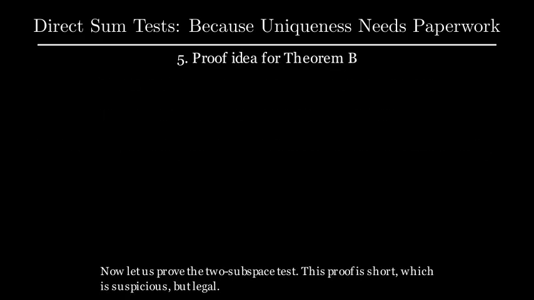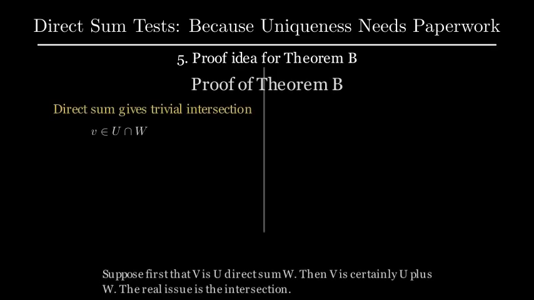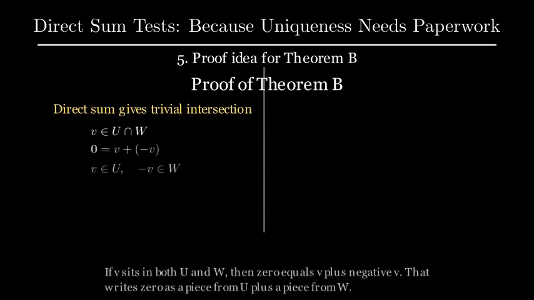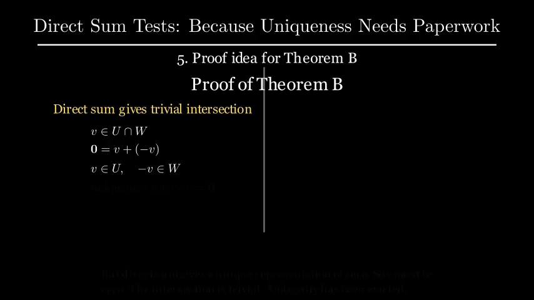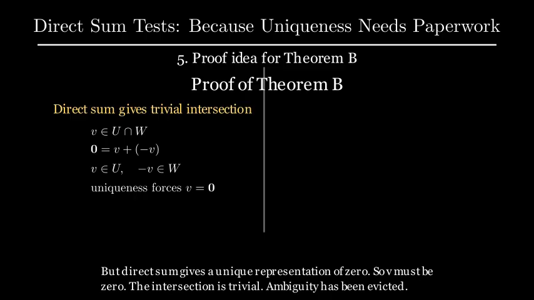Now let us prove the two subspace test. This proof is short, which is suspicious, but legal. Suppose first that V is U direct sum W. Then V is certainly U plus W. The real issue is the intersection. If v sits in both U and W, then 0 equals v plus negative v. That writes 0 as a piece from U plus a piece from W. But direct sum gives a unique representation of 0. So v must be 0. The intersection is trivial. Ambiguity has been evicted.